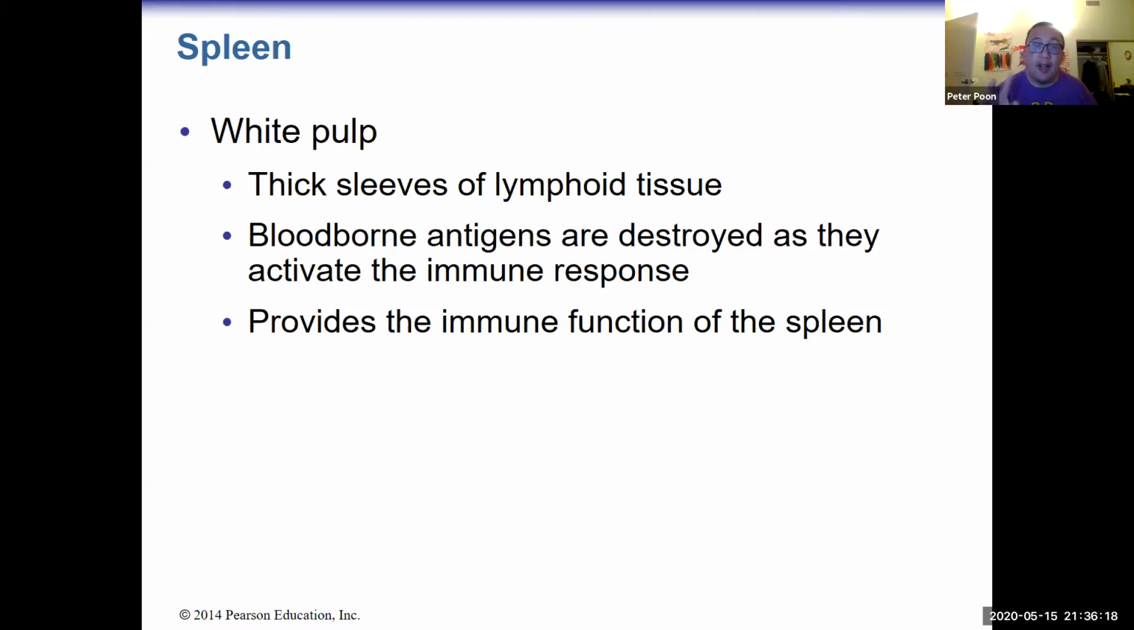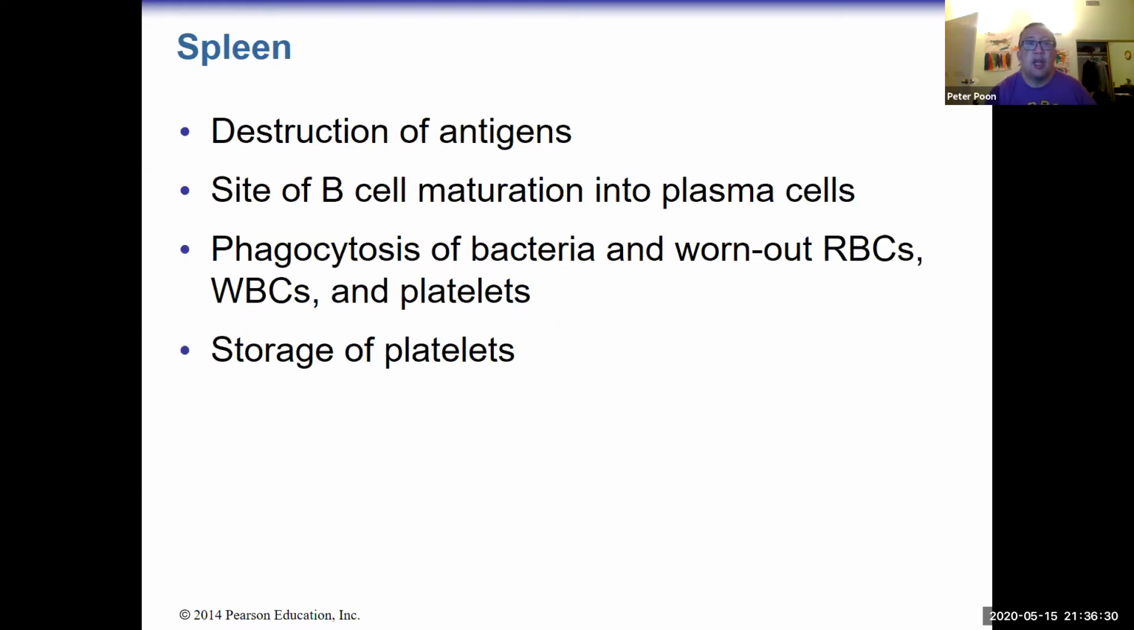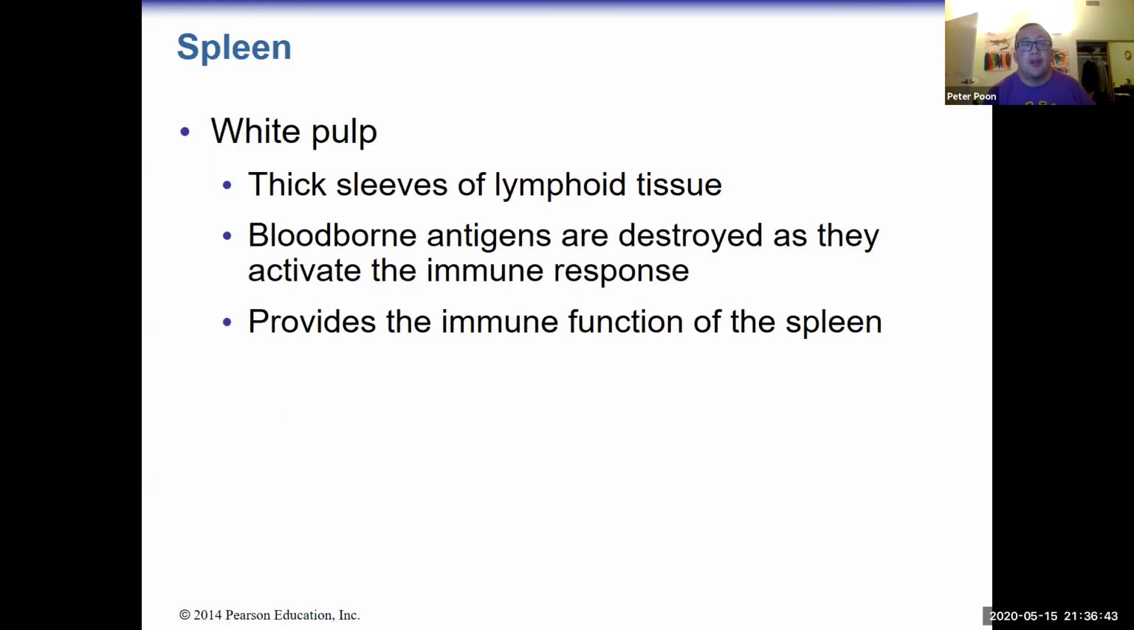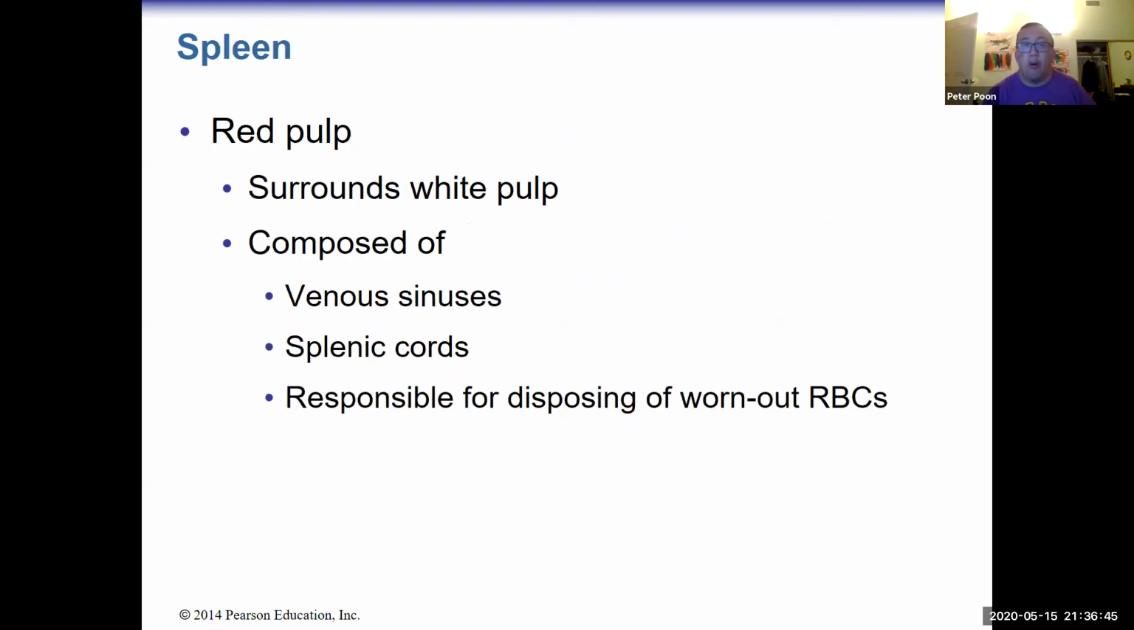The spleen is divided into two portions: white pulp and red pulp. The white pulp is for white blood cells. It provides the immune function of the spleen. It's where a lot of the B cells mature into plasma cells. It is also the storage of platelets. The red pulp is for dealing with red blood cells. It is the red blood cell graveyard.